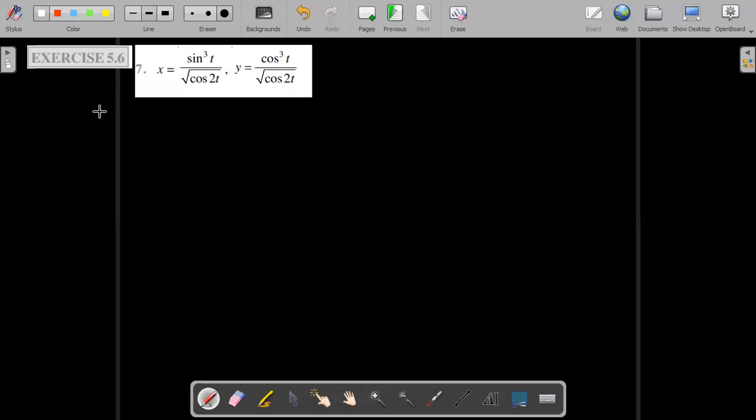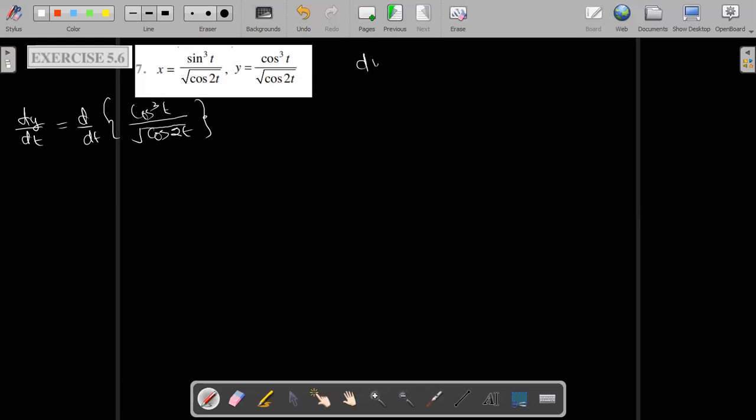Okay, so we have to find dy by dt. Here it is a function of t. So first we can find dy by dt and dx by dt. So dy by dt is equal to d by dt of this function, cos cube t upon under root cos 2t. It is a function of t, that's why we are differentiating with respect to t.